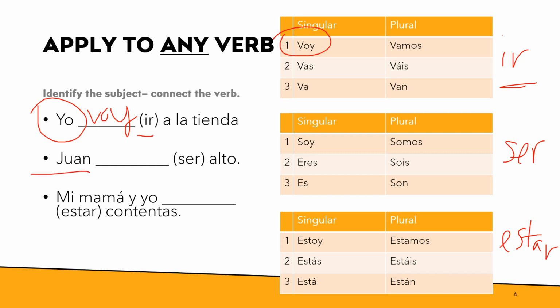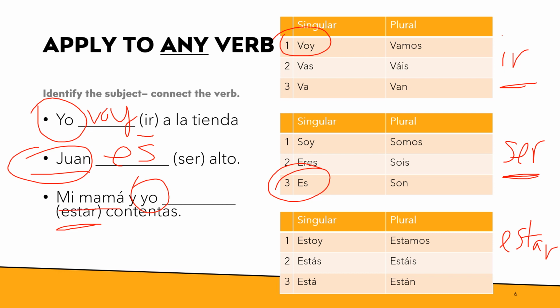Next, I'm going to Juan. I want to say Juan is tall. If I look up to be, I get ser, and I'm not writing Juan ser alto. This is third person singular. So I'm going to go to my verb ser, third person singular, es. Juan es alto. Finalmente, mi mamá y yo. Again, I'm writing estar. I'm not going to put estar, but rather the conjugation. I see yo exists, and there's 1, 2 people, which means it will be first person because of yo, and plural because there are more than 1 person. Estamos.